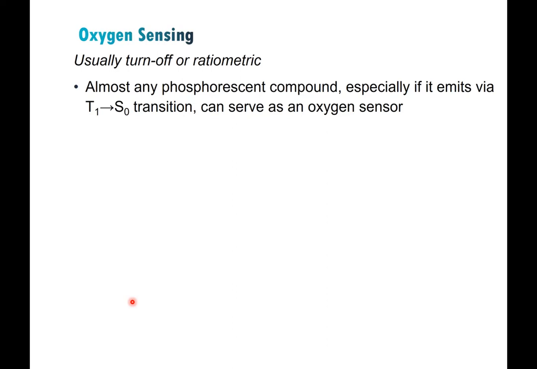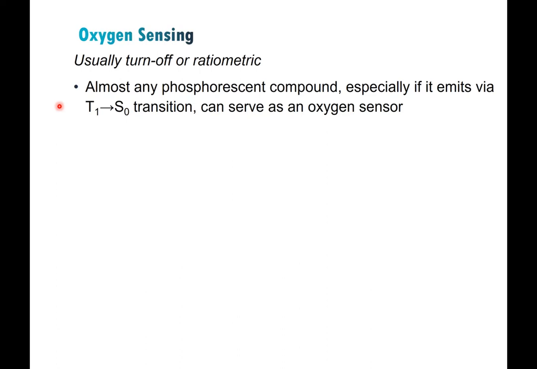Now the truth of the matter is, almost any phosphorescent compound, especially if it emits from the typical T1 to S0 transition, can be an oxygen sensor. If you're talking about phosphorescence from quartet states and things, I think they might behave a little bit differently in some cases, although they still tend to be oxygen sensitive. But the most common phosphorescent molecules that emit from a triplet state to a singlet ground state, pretty much any of those can serve as an oxygen sensor, because as we talked about already before, these triplet states are quenched by triplet O2. It's a triplet-triplet annihilation process.